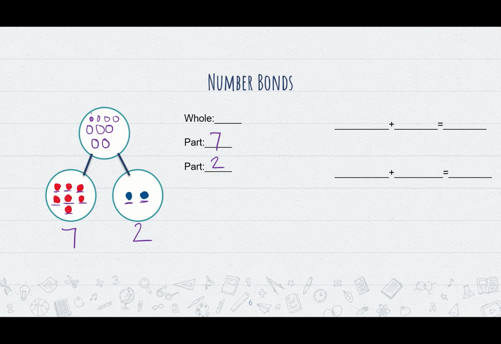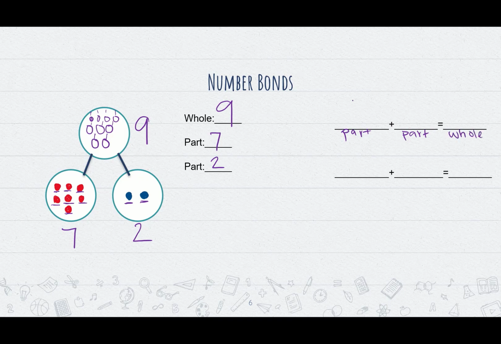So 1, 2, 3, 4, 5, 6, 7, 8, 9. So when I put them together, when I put my 7 and my 2 together, I get 9. So this is how you can use a number bond to help you figure out what happens when you join your two parts together, when you're adding your two parts together. So once again, we're going to do part plus part equals our whole.